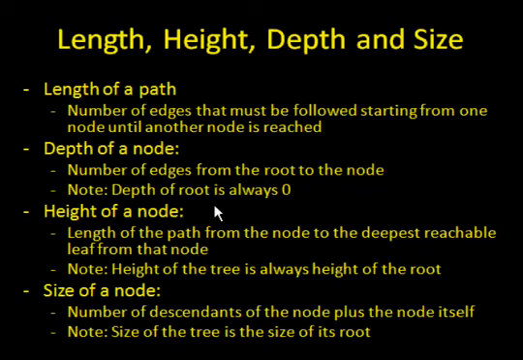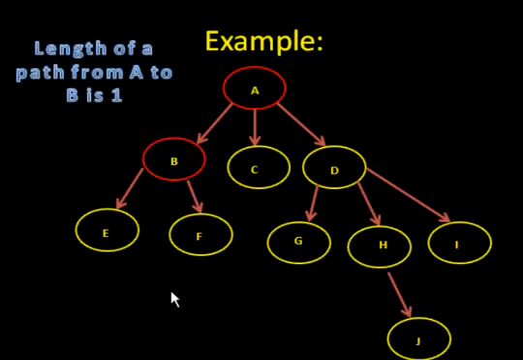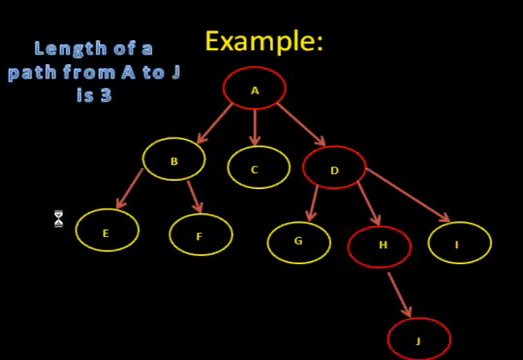Note that the height of the tree is always the height of the root, that the two heights are identical. The size of a node. The size is the number of descendants of the node plus the node itself. Note that the size of the tree is also the size of its root. Here's another example. The length of a path from A to B is 1, and likewise the length of the path from A to E is 2. The length of the path from A to J is 3.